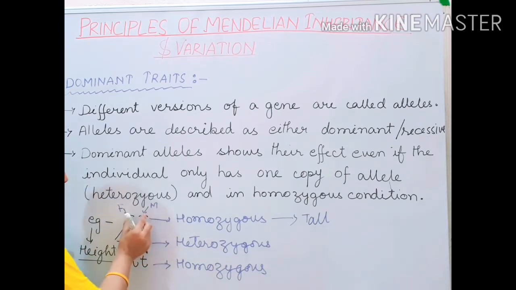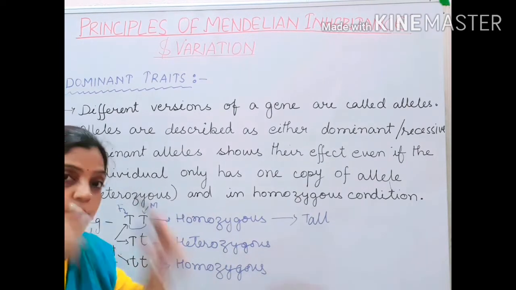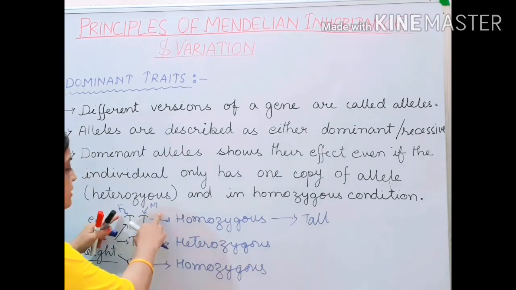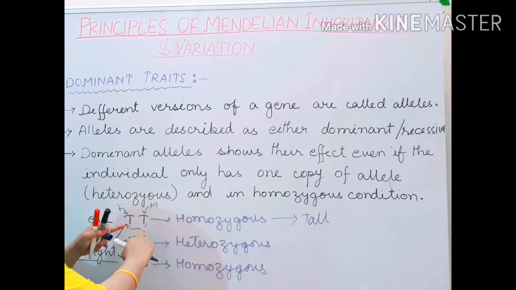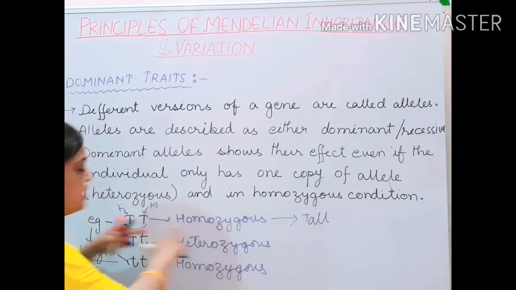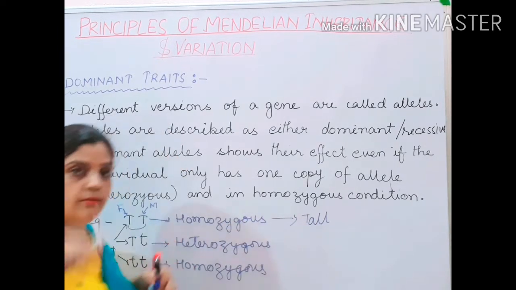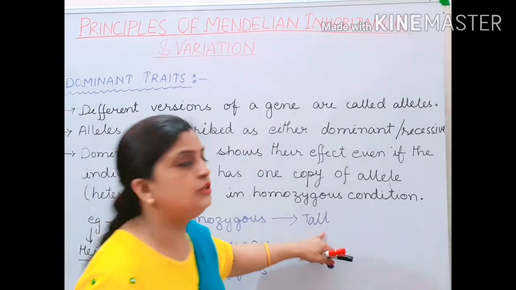So when they both pair up together, they form a gene. And which type of gene are they making? Both the dominant alleles are coming from both the parents. So the condition is becoming homozygous. And in this homozygous condition, dominant genes will give a dominant character.